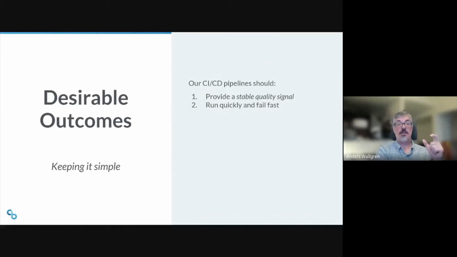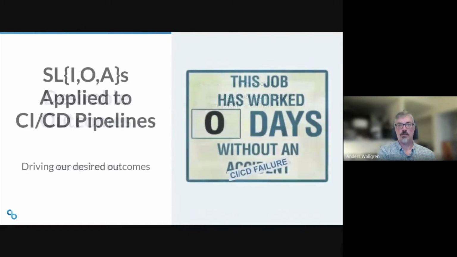We also then, of course, want it to run quickly, and we want it to fail fast. And I'll talk a little bit about why I add fail fast there as an additional measurement or outcome onto run quickly.